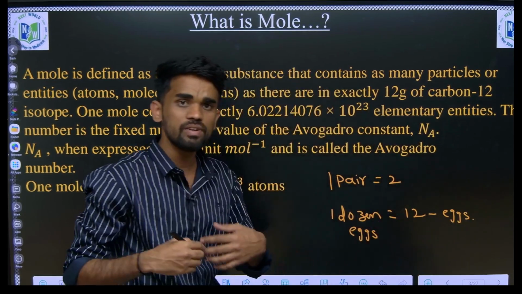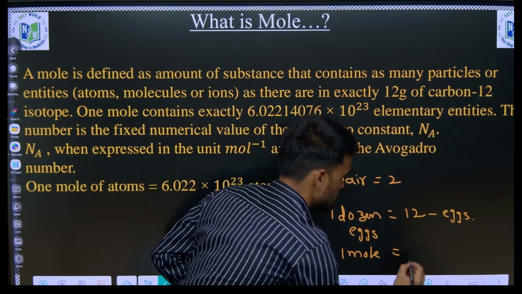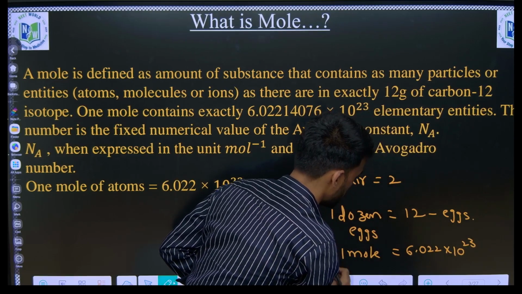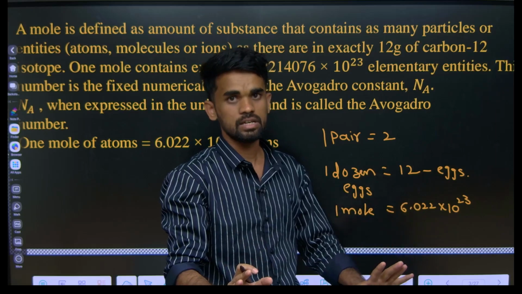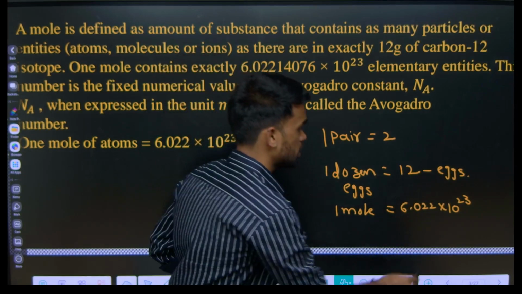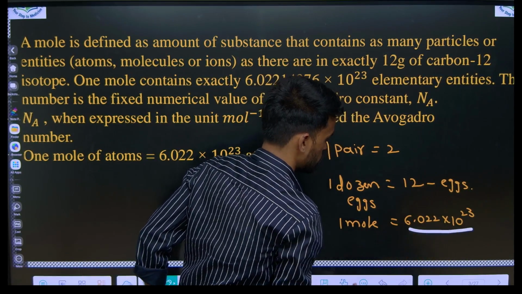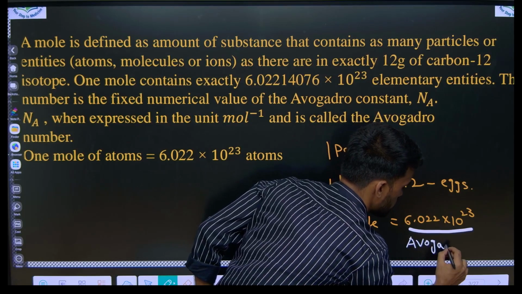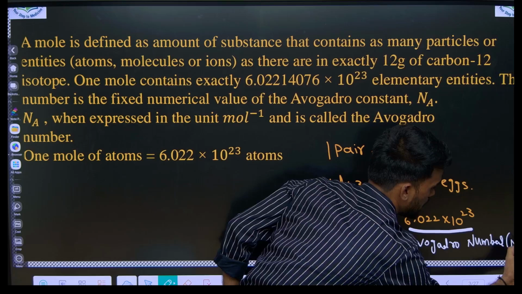Similarly, when we say one mole, it can be considered as 6.022 into 10 power 23 particles. If I say one mole of eggs, you can consider it as 6.022 into 10 power 23 eggs. So mole is a word used to express this many particles. This particular number which we are writing here is considered as the Avogadro number, and it is indicated with the symbol Na.